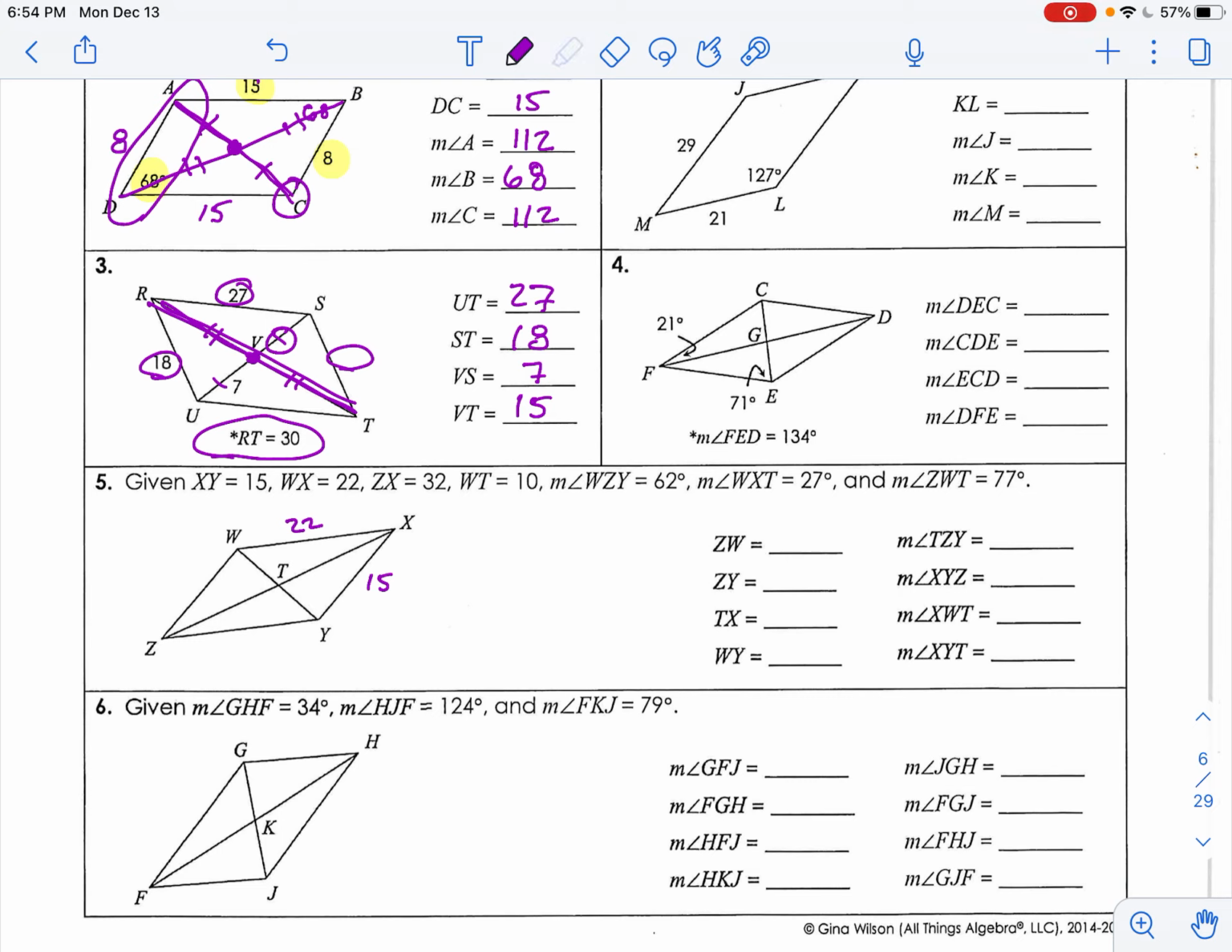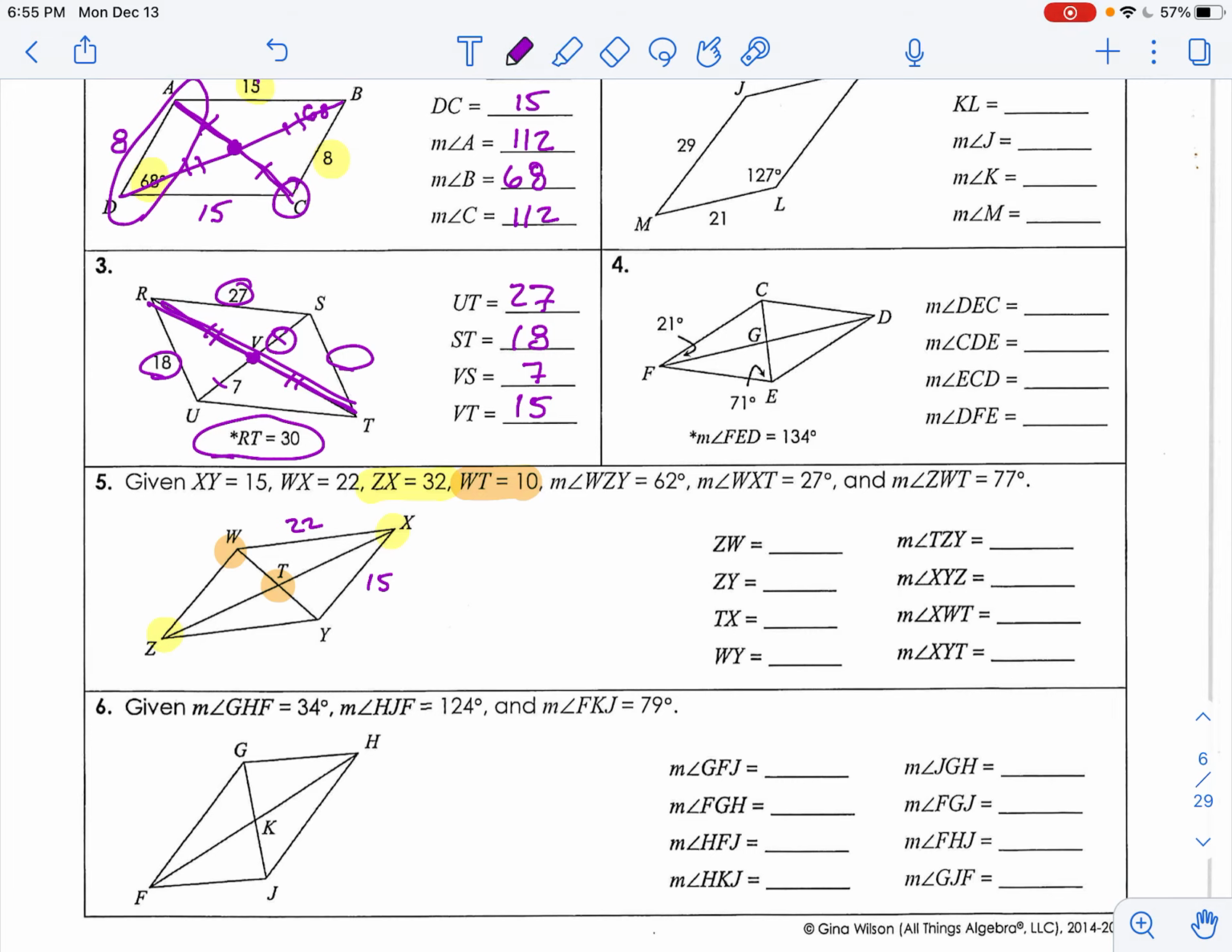Now, this ZX, I'm going to highlight these two. The ZX is 32. So that's this whole diagonal going from here to here. Okay, the other diagonal, WT, this time they give me W to T, is 10, so I need to deal with that. Now, then they give me some angles.